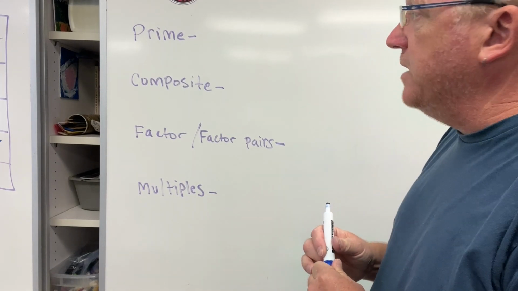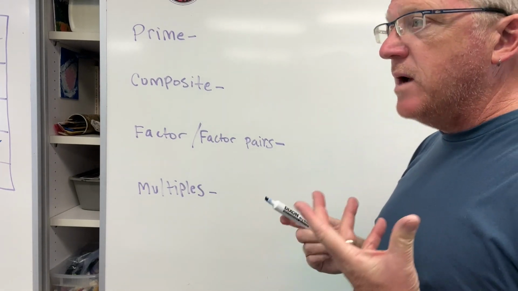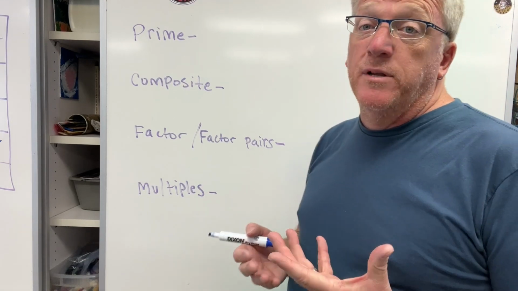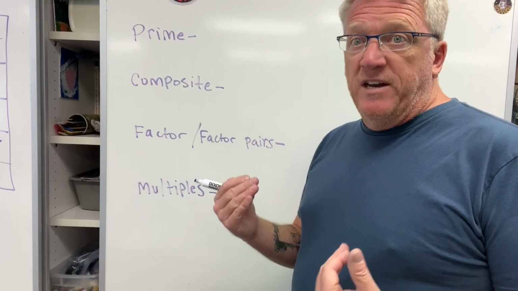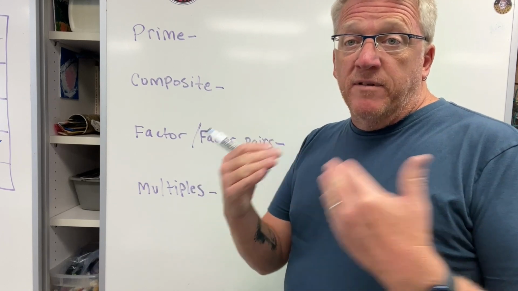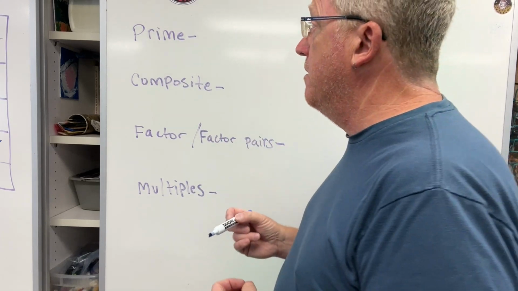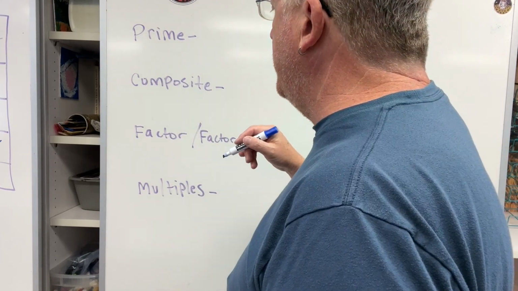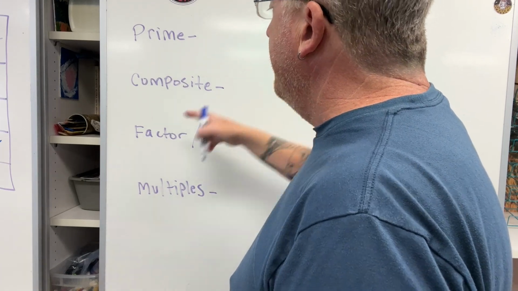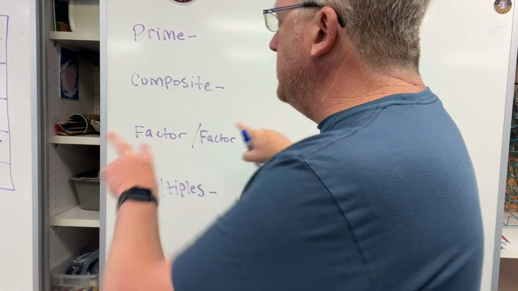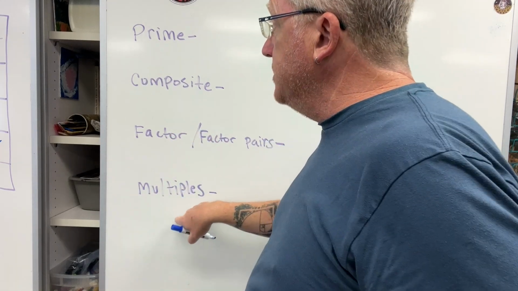So vocabulary, there will be some kind of component of the quiz where there's a vocabulary matching, where I'll give you some definitions, and you're gonna have to match the vocabulary to its meaning, all right? So the definitions I wanna make sure that you understand are prime, composite, factors, and factor pairs, and they're related, so I kind of put them on the same line, and multiples, all right?